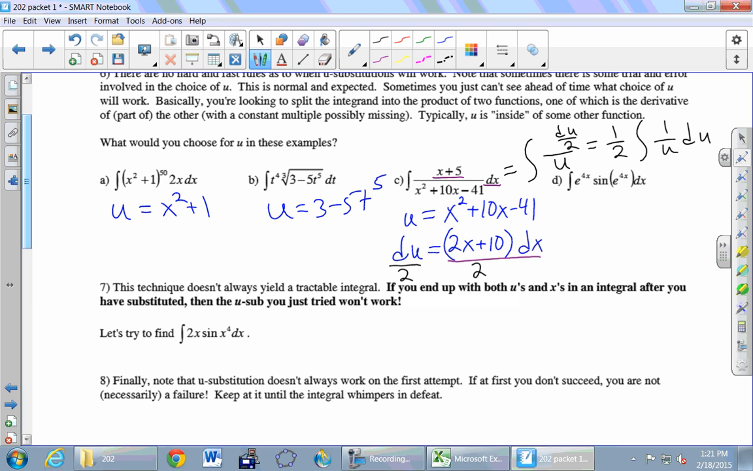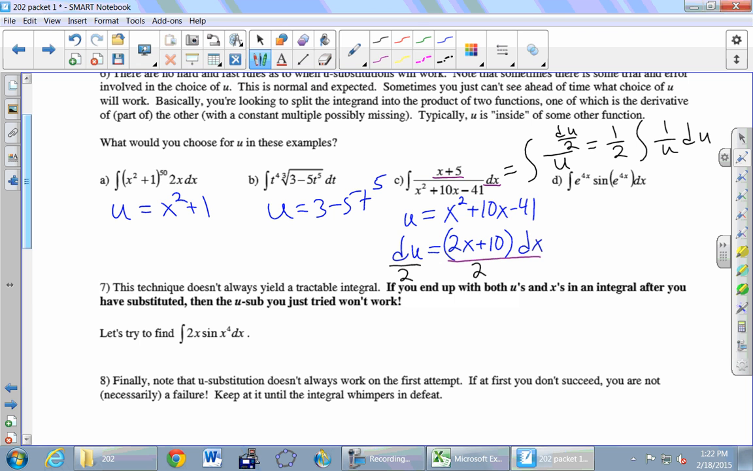Pull the 1/2 out. 1 over u, fortunately, is one of the 10 things we know how to do. It's ln. Right? Another reason that if you have a top and bottom, oftentimes the bottom is the right choice for you, because if you can make a 1 over u with the du, then you've got an ln. Then we're out of luck.